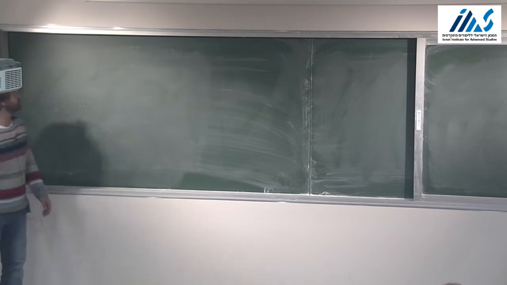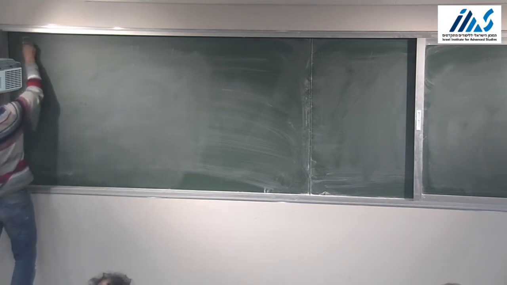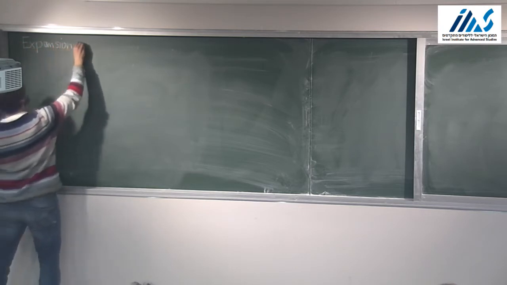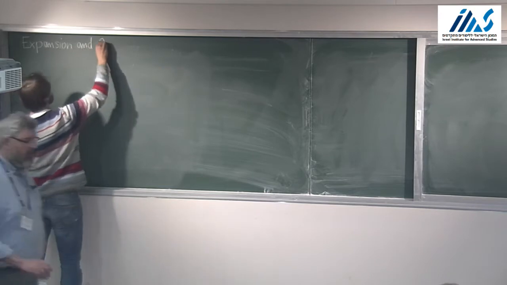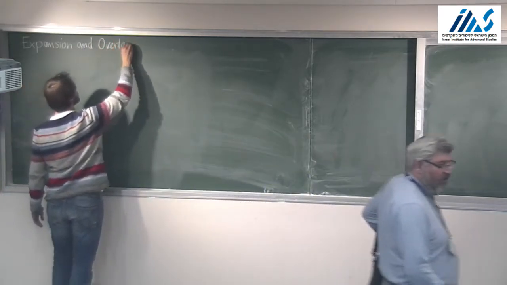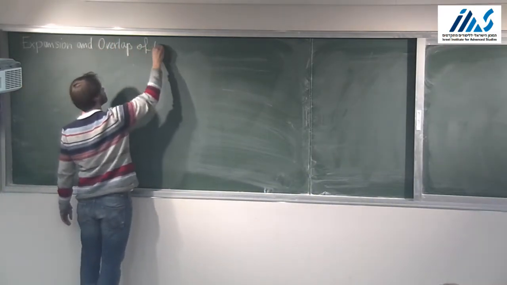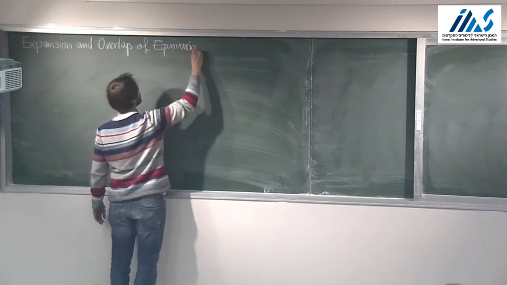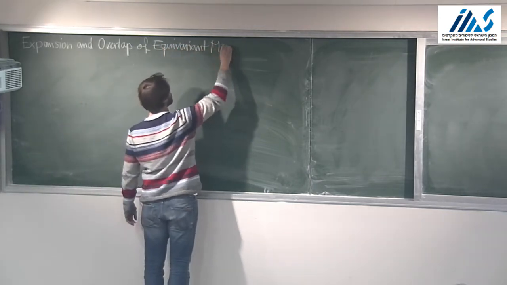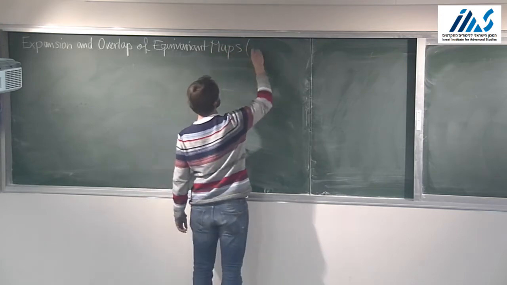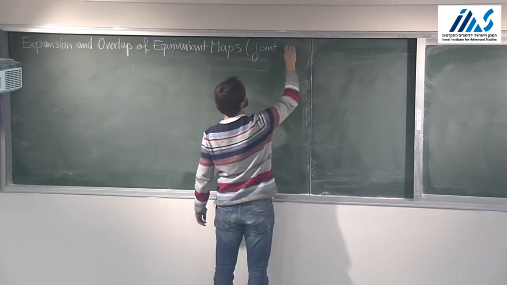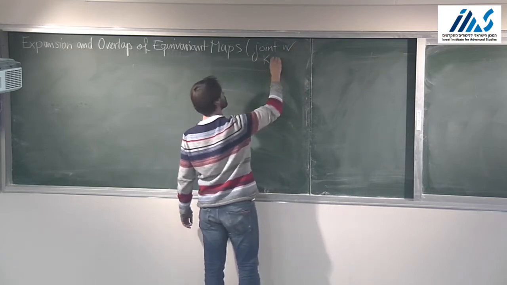So I would like to talk about expansion, or higher dimensional expansion, and overlap properties of equivariant maps. Everything I'm going to say is joint work with Christoph Hussar, who's also here.